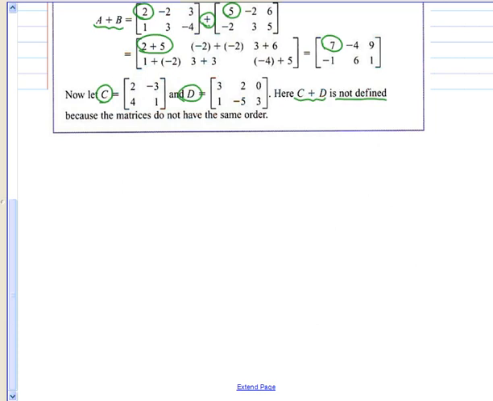They're not the same size or the same order. I have an extra column out there with nothing to add to it, and so this is the troublesome group of numbers. We cannot add those two together. So we would say no solution or not defined, cannot do it.